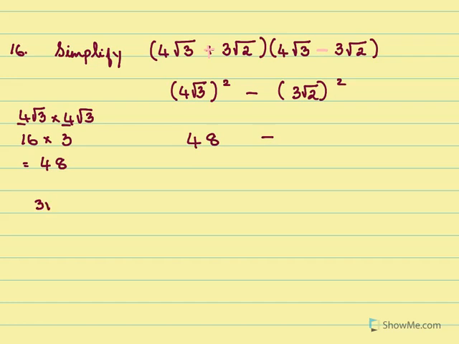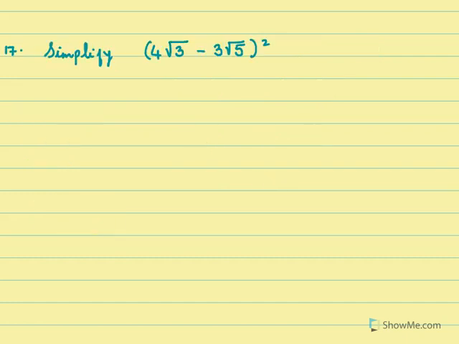So I write here 48 minus 3 root 2 into 3 root 2. 3 into 3 is 9. Root 2 into root 2 is 2, and that would be 18. So the answer here is 30.